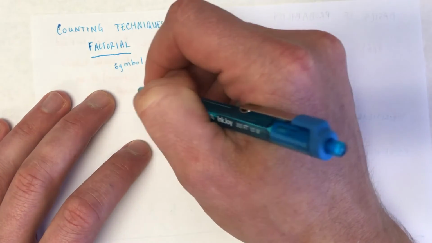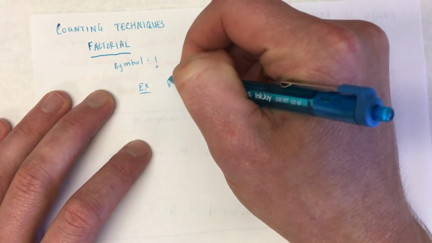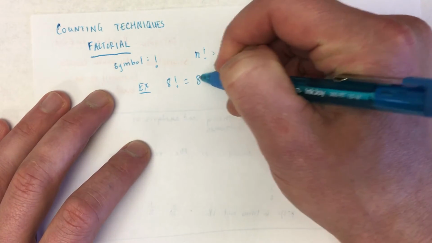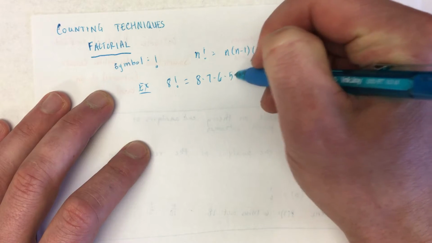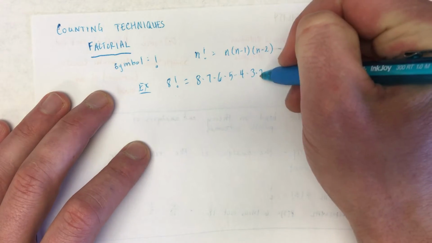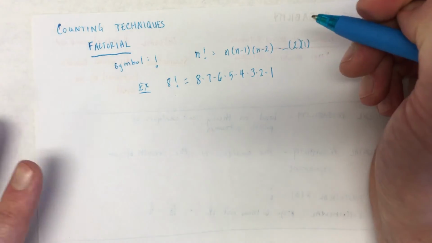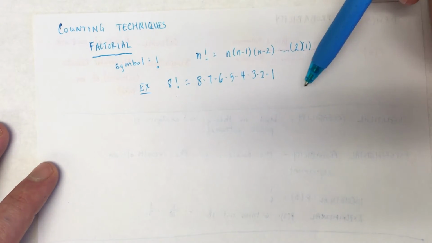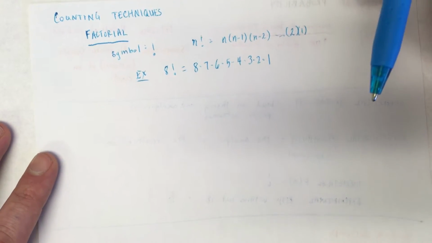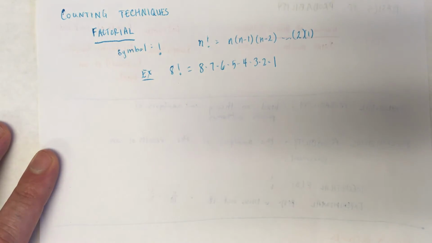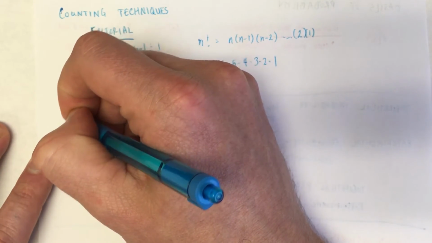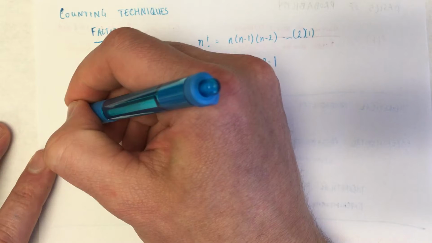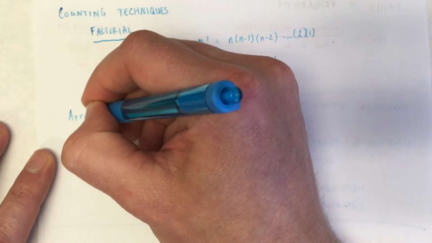Okay? And so an example of this, we'll just pick a random number. Let's say 8. 8 factorial would be 8 times 7 times 6 times 5 times 4 times 3 times 2 times 1. And this is just a shorthand way to express a product. It comes up when we start counting different things. There are certain scenarios where the counting really matters, and it can be summarized mathematically.